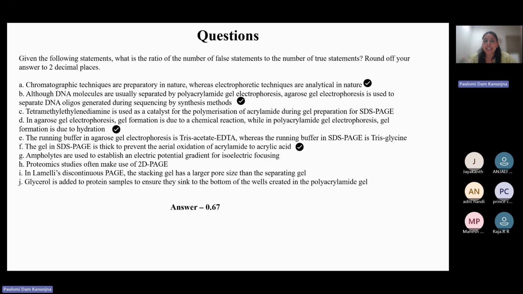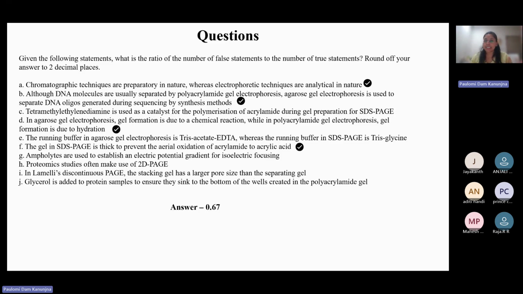And the last one says that glycerol is added to protein samples to ensure they sink to the bottom of the wells. That's because your protein needs to have a certain weight, because SDS-PAGE is generally vertical. So when you want your proteins to slide down through the gel, you want them first to reach the bottom of the well so that they start moving through the pores of the gel. So for letting it sink down, you need to make it heavier, and you put glycerol so that it sinks and goes to the bottom of the well. So that's why this statement is correct.